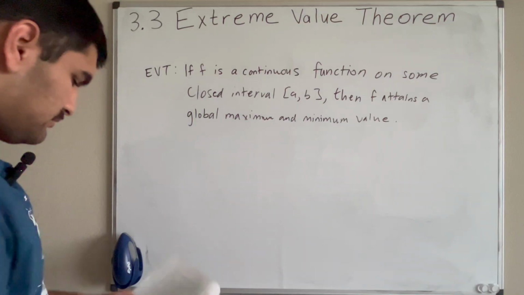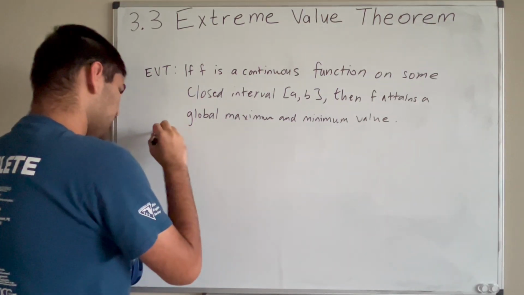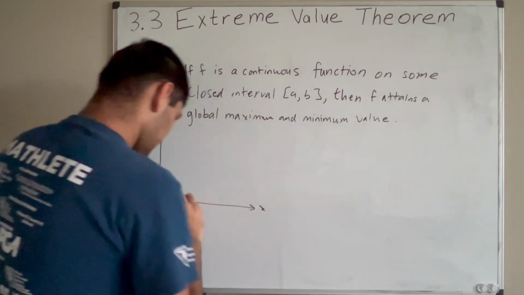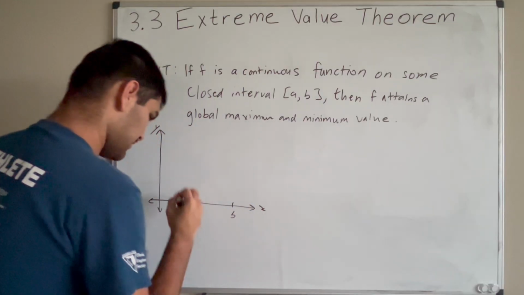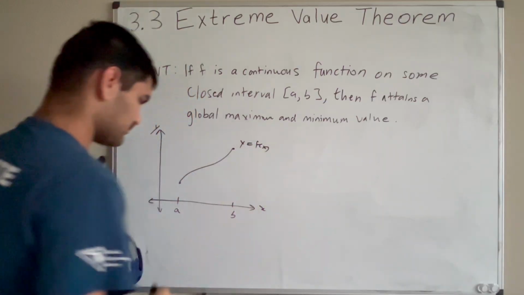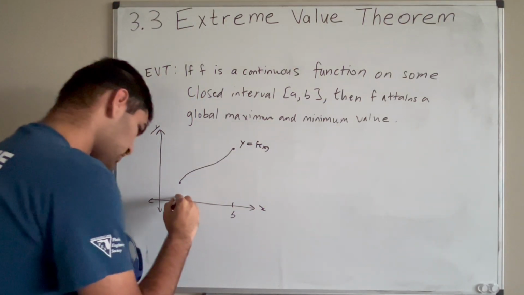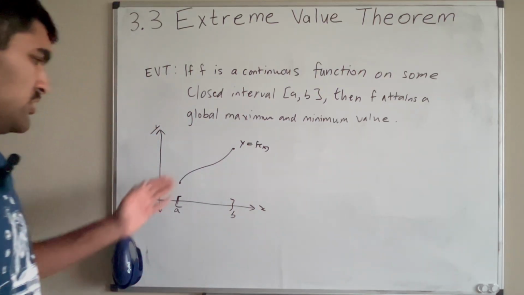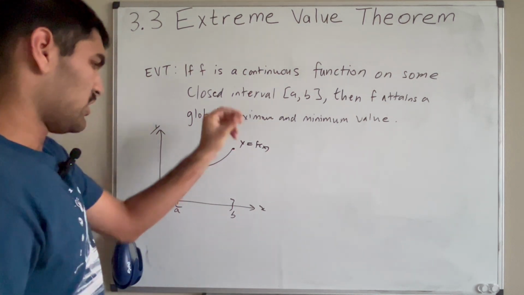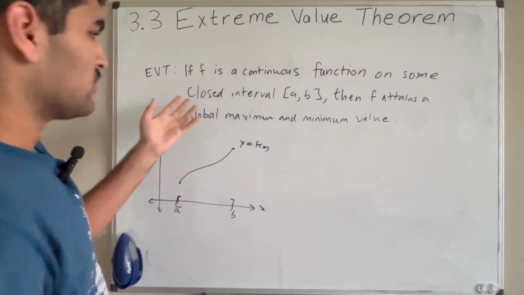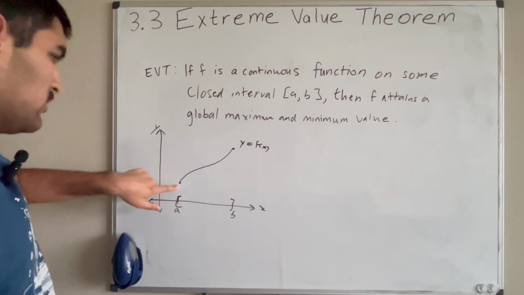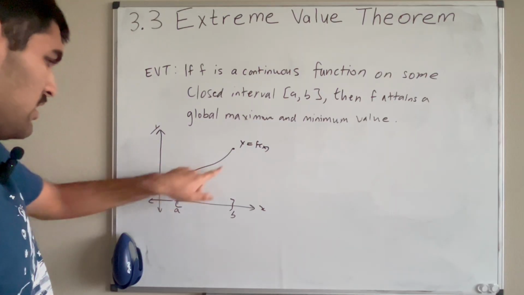Graphically, say this is a and this is b. You can have some function, let's say it looks something like that. So this is f of x. Note that we have this closed interval a to b, and f is continuous, which roughly speaking means you can draw the graph without lifting your pencil. Then as you can see, f has its global minimum value at a, and its maximum value at b.